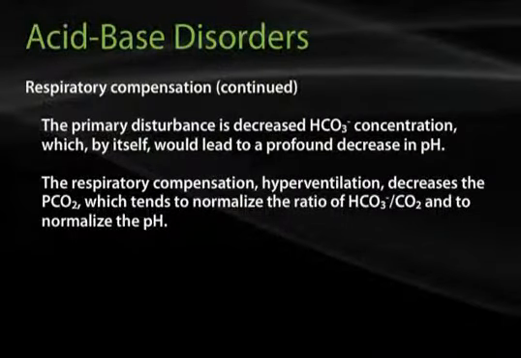The primary disturbance is a decreased bicarbonate concentration, which by itself would lead to a profound decrease in pH. The respiratory compensation, or hyperventilation, decreases the PCO2, normalizing the ratio of the bicarbonate to carbon dioxide concentrations and bringing the pH close back to normal.